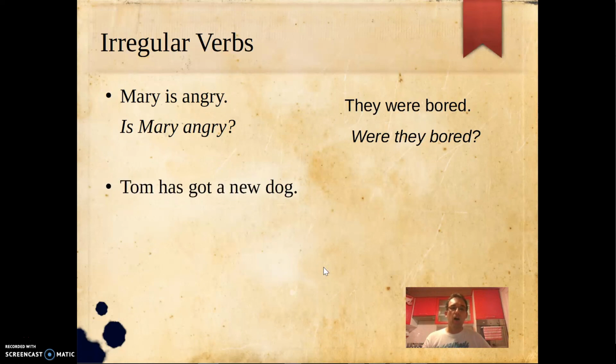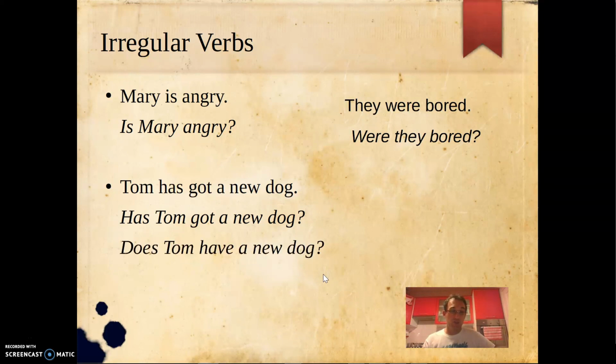Great. Tom has got a new dog. This is a different verb. It's the verb to have. And in British English, this one also often functions with the inversion. So we ask, has Tom got a new dog? Although you can hear this question as well, does Tom have a new dog? And it's quite common in American English. Why does Tom need a new dog?